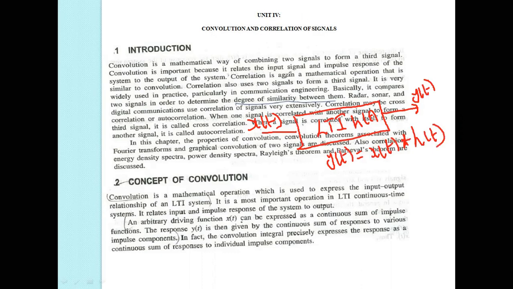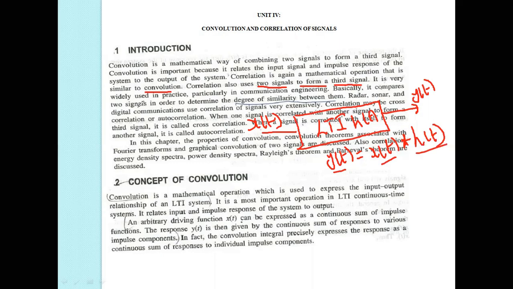And what does correlation mean? Correlation is again a mathematical operation that is similar to the convolution. Correlation also uses two signals to form a third signal. It is very widely used in practice, particularly in communication engineering. Basically, it compares the two signals. Correlation means comparing the two signals in order to determine the degree of similarity between them.